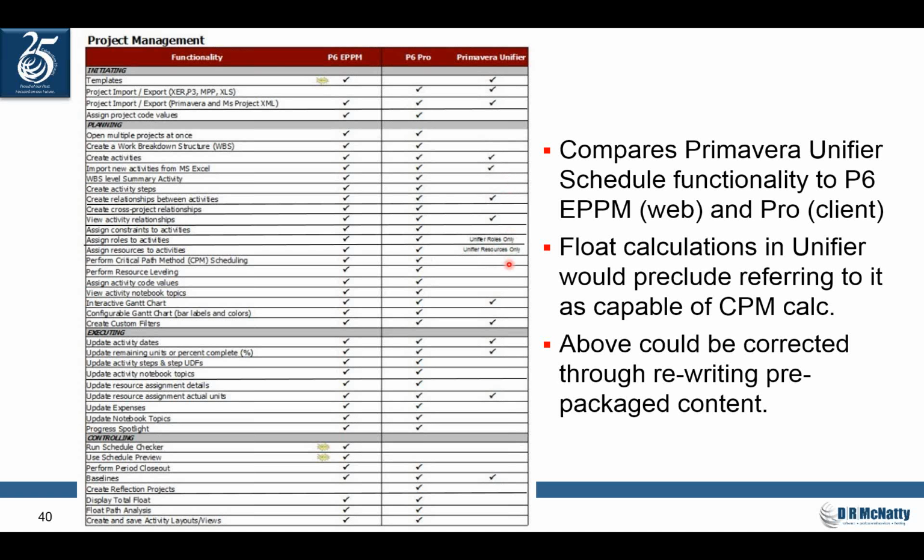Some things that we can do, okay, but it's not going to do a critical path schedule. I'm not sure where the float calculations come from, but it would preclude me from recommending it for that level of schedule. Now, because everything in Unifier can be customized, it would be possible for us to write code that would allow us to do that in Unifier.